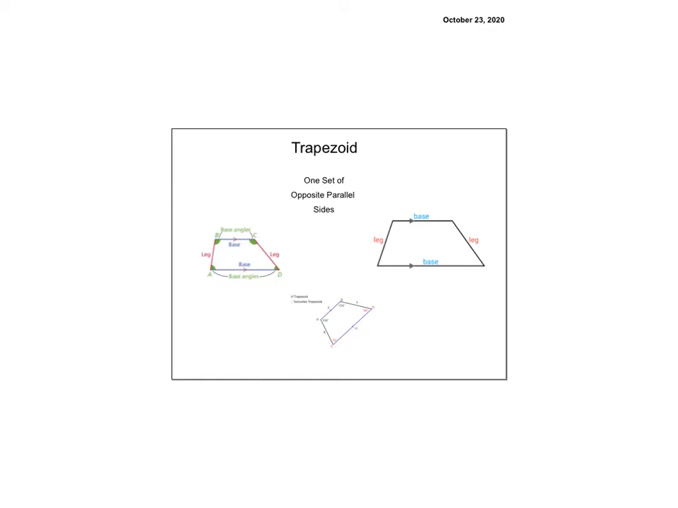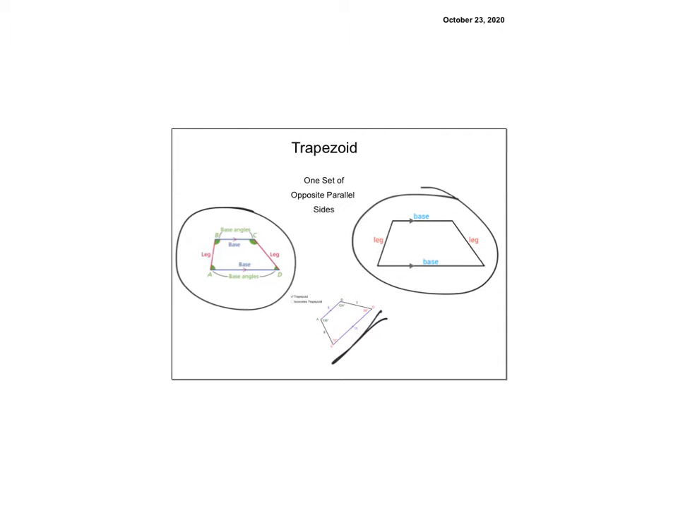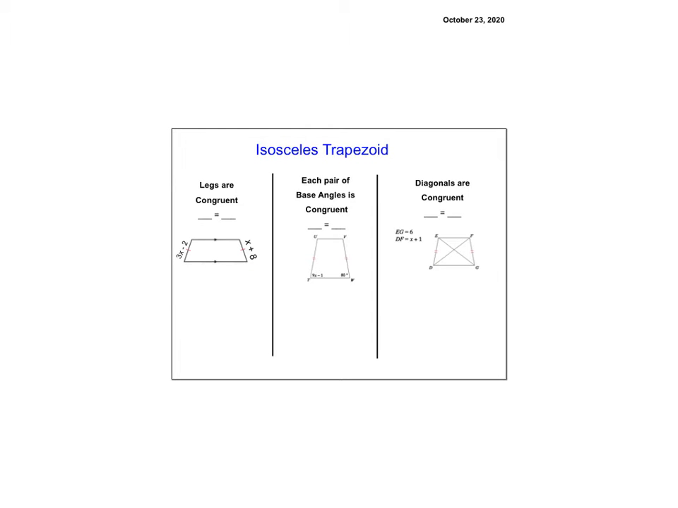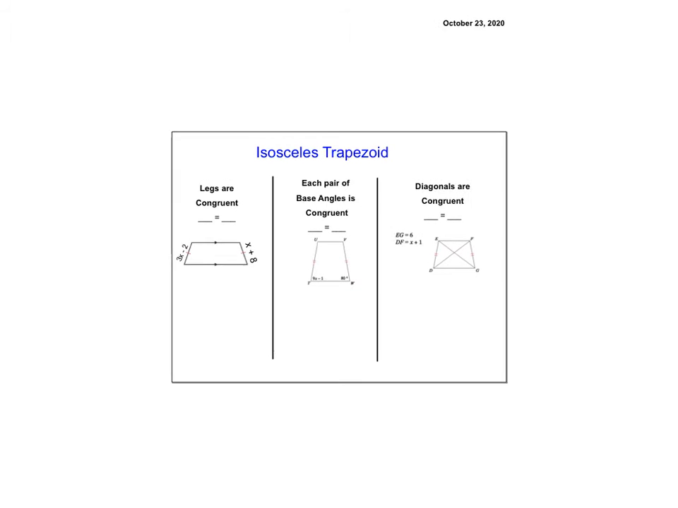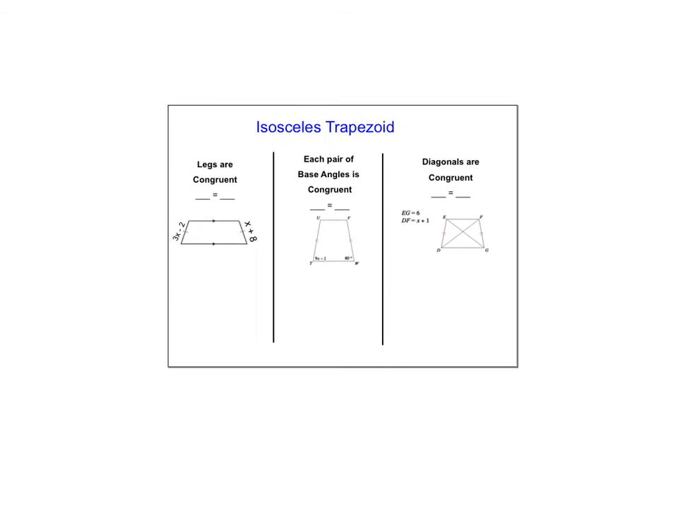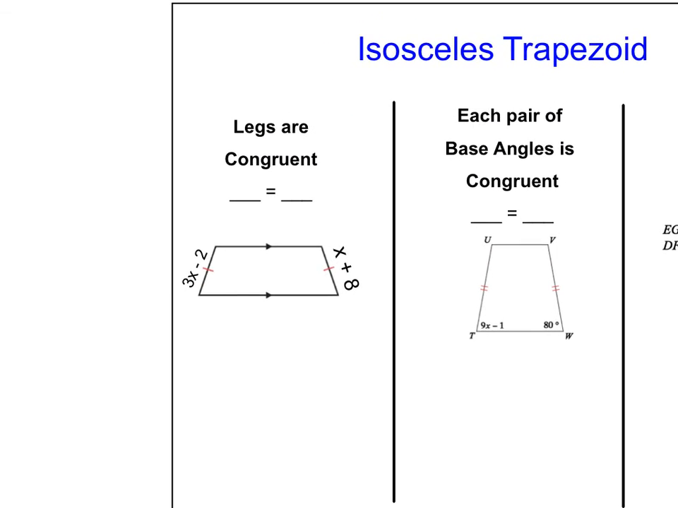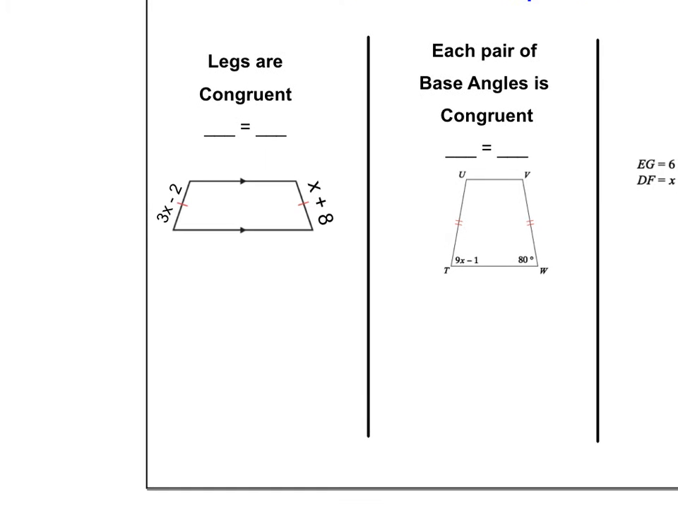So we have just a trapezoid in general, which you'll see in here and here as well. Now, we also have a special kind of trapezoid that we name when the legs are congruent, and that's called an isosceles trapezoid. So with an isosceles trapezoid, we have 3 different characteristics that we're going to focus in on. First is that the legs are congruent. So if the legs are congruent, remember the legs are the non-parallel sides, we're going to set them equal to each other to solve for the values.